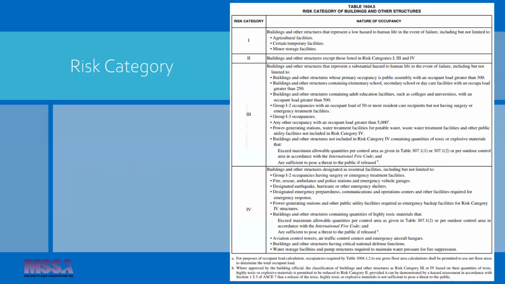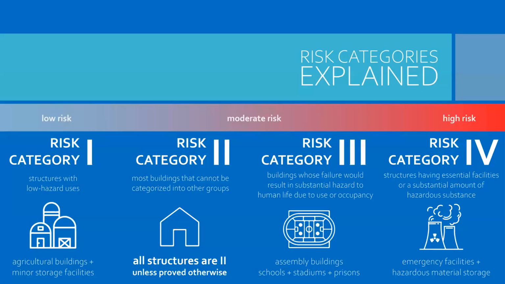This slide shows literally what the building code says about risk categories. But what do you as a project manager need to know? Let's look at another slide. This lays things out in, I think, a little more readable, understandable, digestible version.